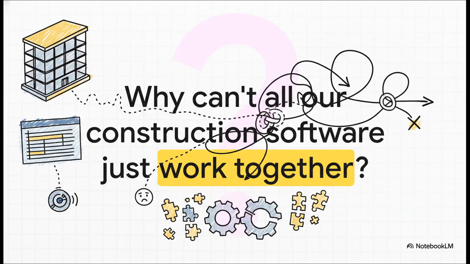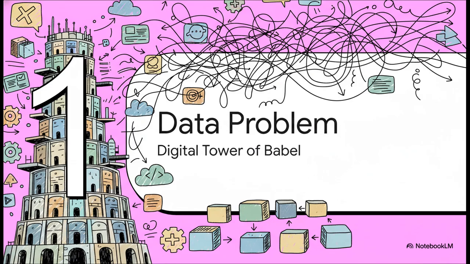Okay, let's just start with the question that I know every single one of us has screamed at our computers at some point. You've got your model, your schedule, your site data, so why is it so ridiculously hard to get them all to just work together? Well, the root of the problem is something you could call a digital Tower of Babel. It's this idea that we have all these amazing, powerful digital tools, but they all speak completely different languages. And this fragmentation, where every software has its own private language, that's the central hurdle we've got to clear.